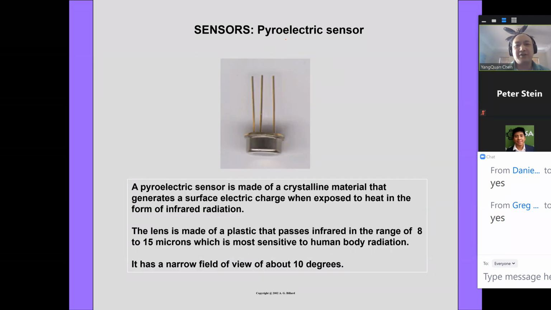Yeah, I think a pyroelectric sensor generates surface electric charge when exposed to heat. If you have too much heat, the heat will convert to that. So this is a kind of infrared radiation sensing, to know what the temperature is. But there's a field of view though. It's usually narrow, like 10 degrees. 10 degrees is very narrow, okay? Very narrow.